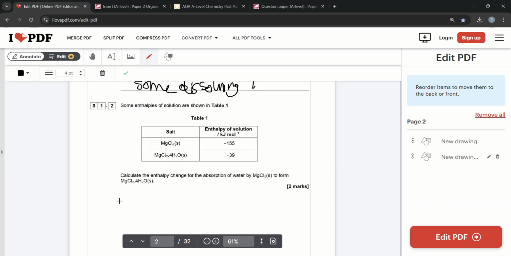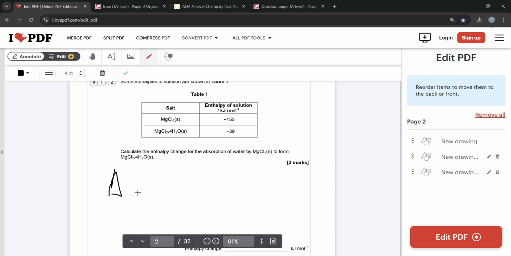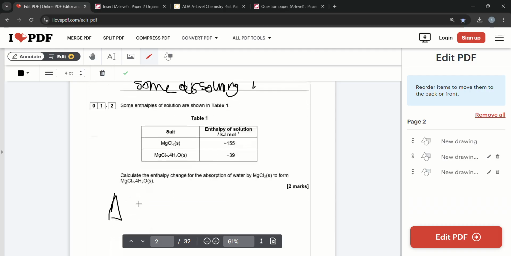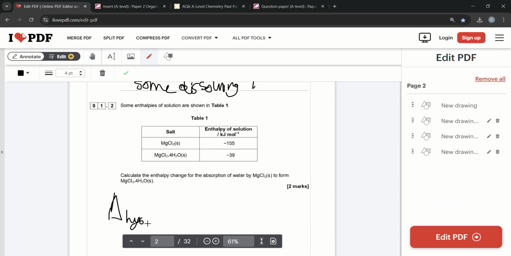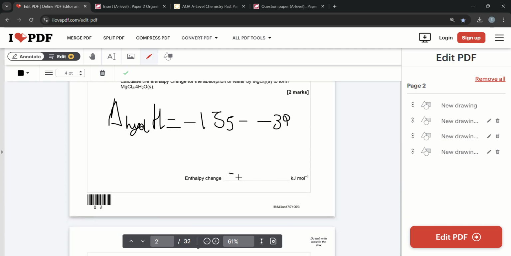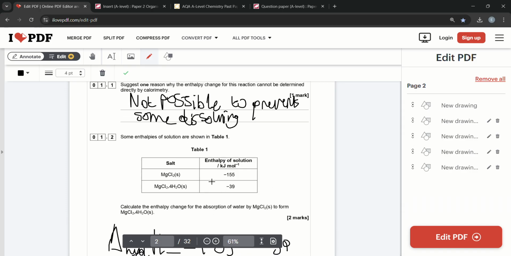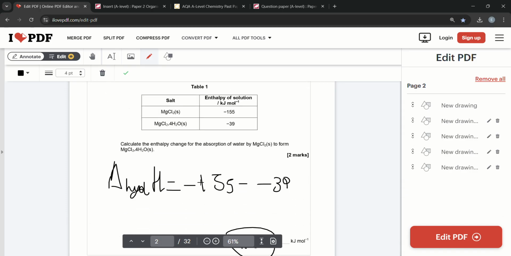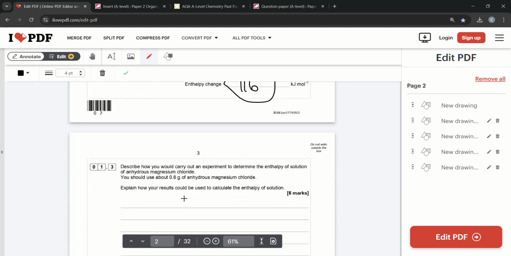Calculate the enthalpy change. So the enthalpy change of hydration in this case is going to be minus 155. So we're going to go the other way, minus 39 arrow. So we should get minus 116. The best way to do this is just to draw a cycle. Question 1.3.